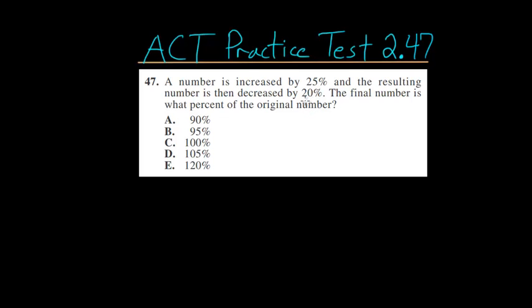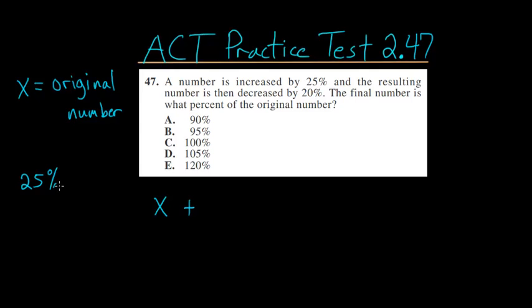Now, another way to approach this is to define a variable. So I'll say x is our original number. And what we're first going to do is increase this number by 25%. So we'll have our starting number, x, and we're going to increase it by 25%. So we'd have to multiply this number x by 25%, and then add it to the original. So we have our original, and then we're going to add to it x times 25%.